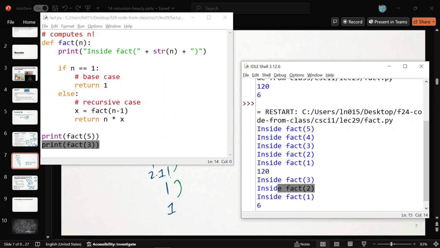And fact of 3, very similarly, is going to start with fact of 3, then hand off the problem to a smaller version of itself, and again to a smaller version of itself, and fact of 1 is the base case. That's the smallest version, then it's done and it works its way back up, okay? So that's how that looks, and we can print that.